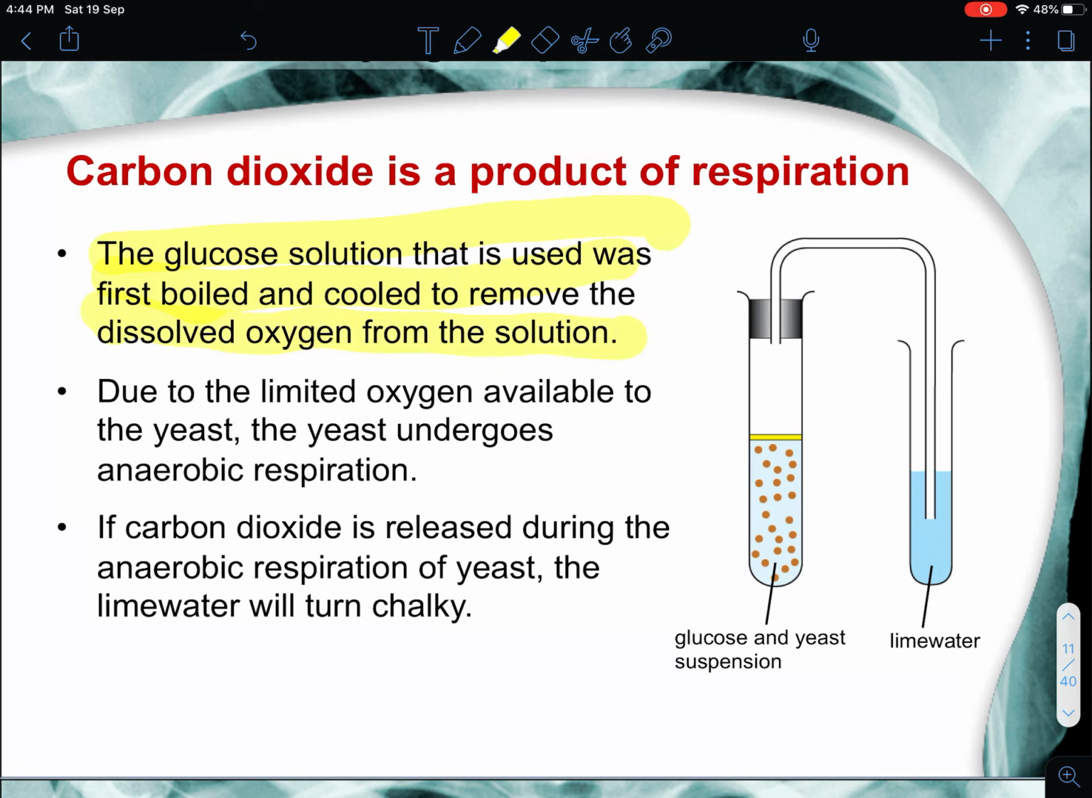in asking you what's the purpose of heating the test tube. Okay, and due to limited oxygen available, as you have already placed a layer of oil to block off the oxygen, what will happen? The yeast will then undergo anaerobic respiration through fermentation. Now do take note that fermentation doesn't happen in the human body, as there is no yeast available in the human body. Instead, this fermentation can be seen in the making of wine or bread. So why bread will actually rise is due to the production of carbon dioxide from fermentation. So if carbon dioxide is released during anaerobic respiration of yeast, the lime water would also turn chalky.